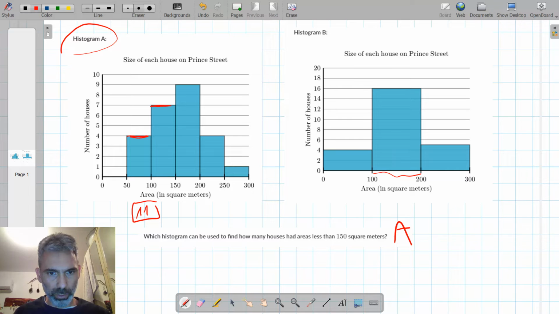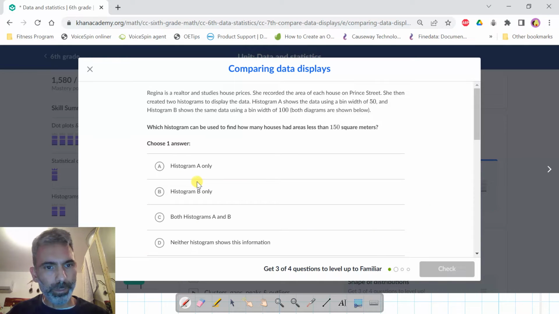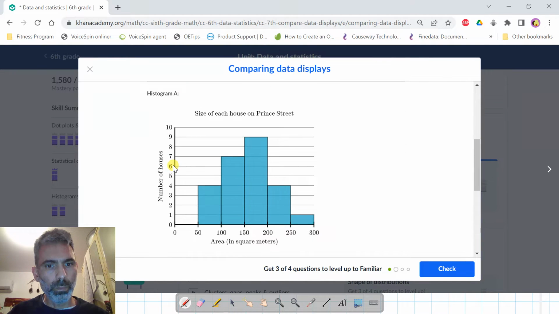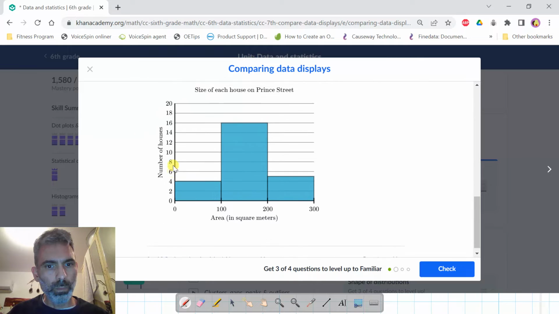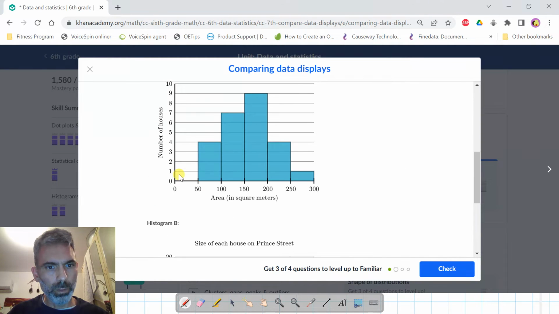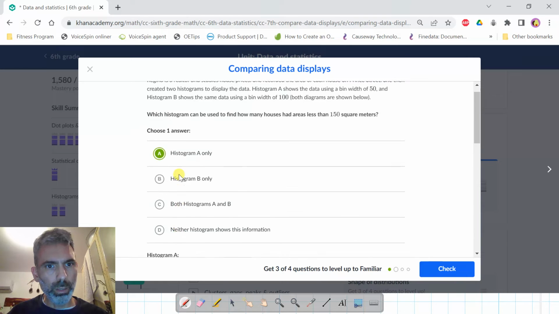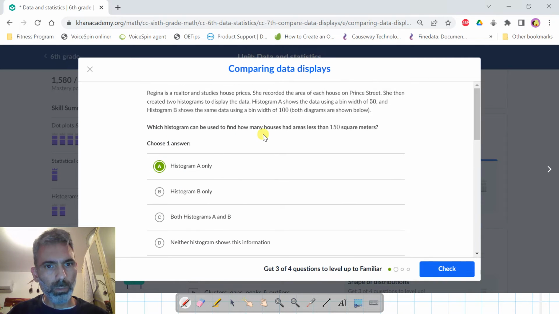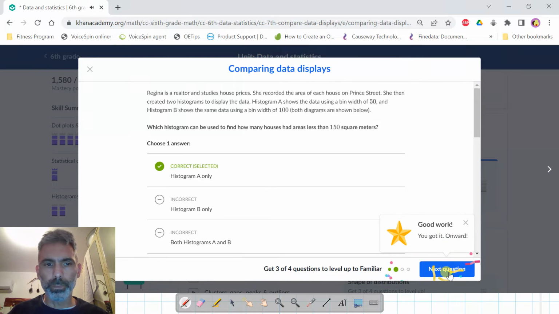Which histogram can be used to find how many houses had areas less than 150 square meters? Histogram A. Histogram A only. Okay. Only one question here. Yeah. Histogram A, histogram B. Which histogram can be used to find how many houses had less than? Okay.